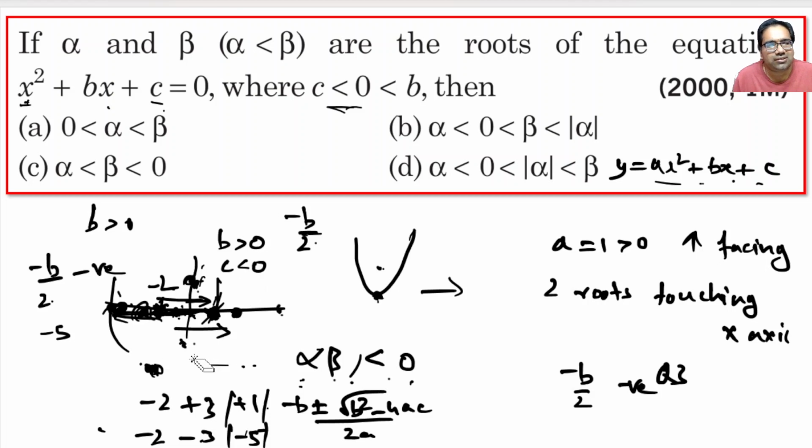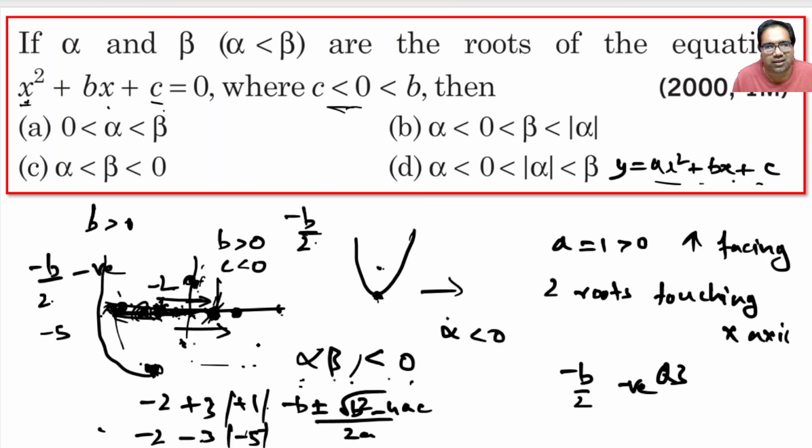Right. So now essentially what we are saying is alpha is less than 0. That is fine. One root will be negative. Why? Because the vertex is negative. Vertex is negative means one root will definitely be to the left of vertex. So one root is definitely negative. Alpha is less than 0.